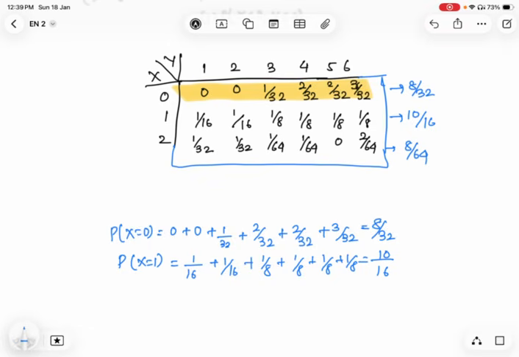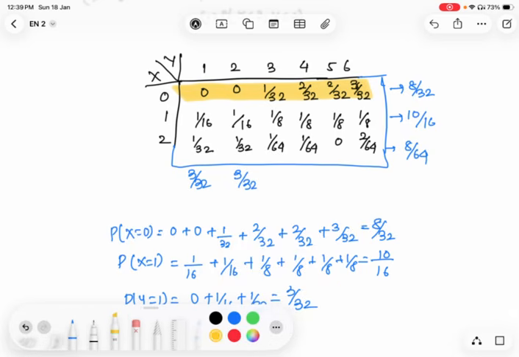Now for calculating the marginal of Y equal to 1, do 0 plus 1 by 16 plus 1 by 32. That will be equal to 3 by 32. So it is 3 by 32. Just add the individual values.